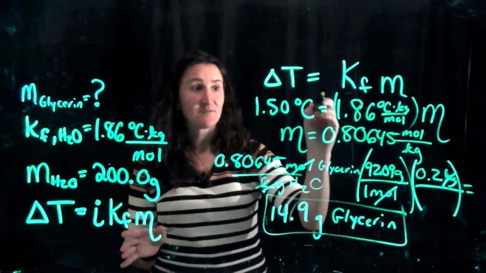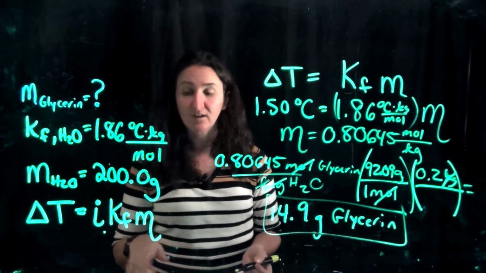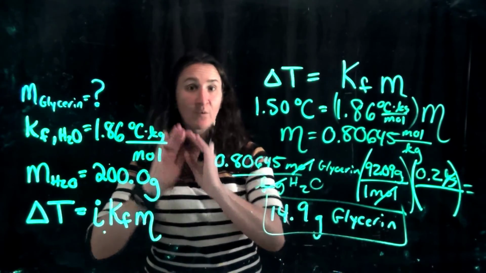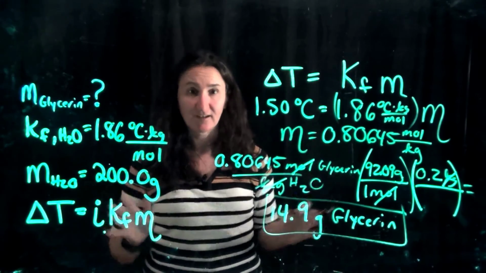The only difference is if you have a salt, you have to take into account its Van't Hoff factor, which is going to tell you for every 1 mole of solute, how many moles of each of your total ions are going to be produced.